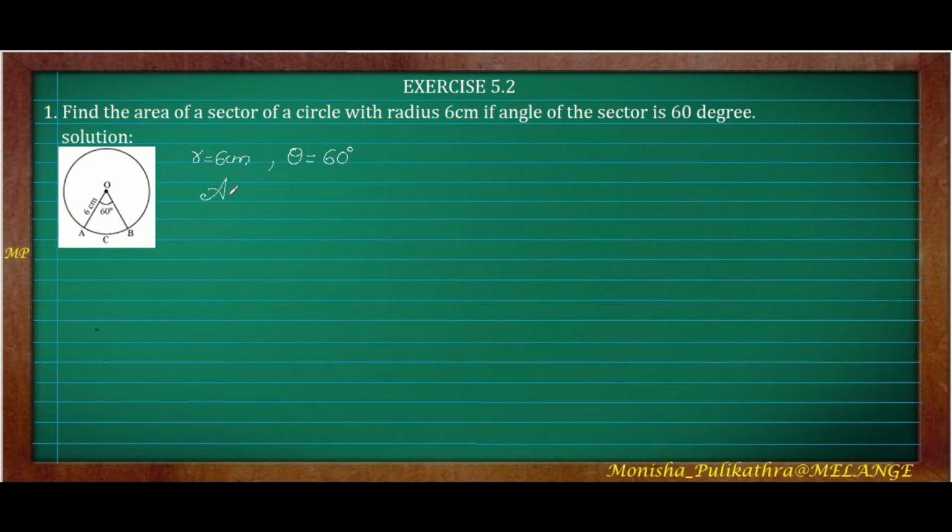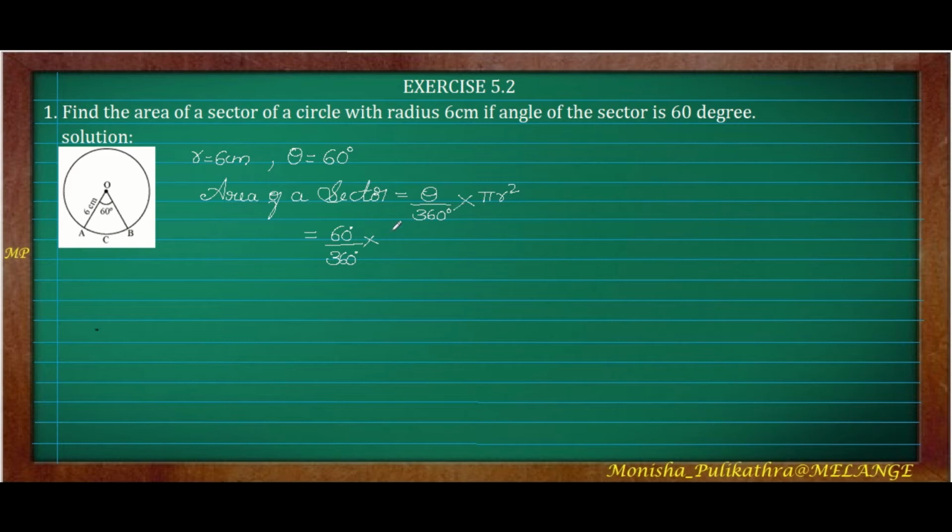So we know the area of a sector formula. Area of a sector formula is theta by 360 degree into pi r square. So this is the formula for area of a sector. Here theta is given, that is 60 degree. So substitute 60 degree instead of theta. Next divide by 360 degree into pi.